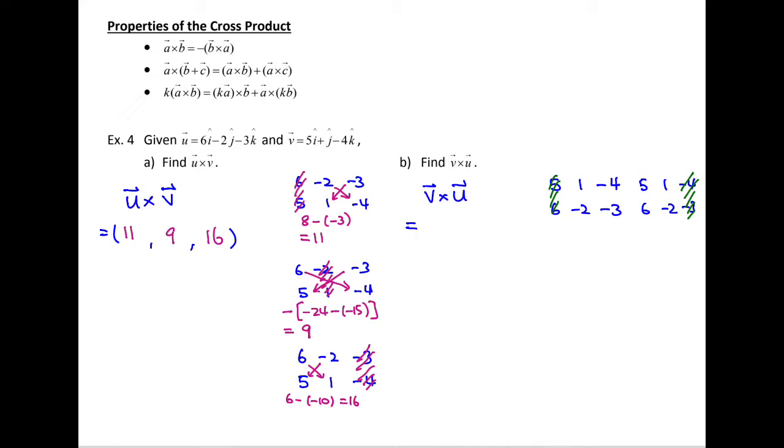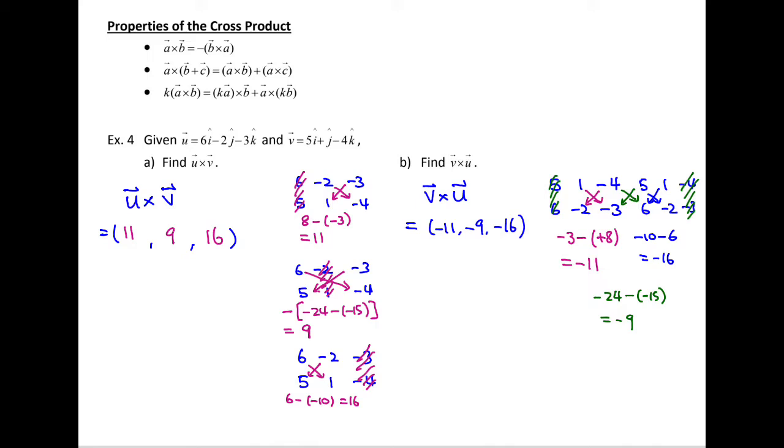So for the X component, we do 1 times -3 minus -4 times -2, which will be -11. Next one, we do -4 times 6 minus 5 times -3, which we're going to get -9. The last one, we're going to get 5 times -2 minus 1 times 6, which is -16. So I know our vector is -11, -9, and -16.